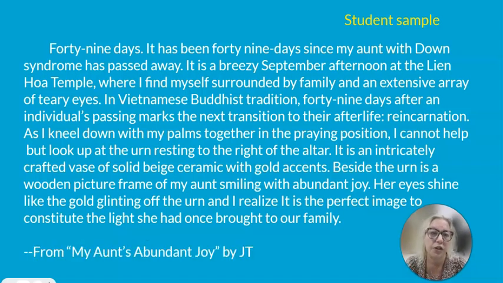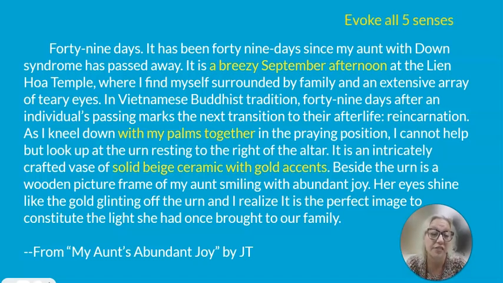All right, so let's look for examples of showing and not telling in this student sample. First of all, the 5 senses. A breezy September afternoon. Well, that evokes at least the sense of touch with breezy. Afternoon gives us maybe a sense of sight with how the light might be coming. September evokes maybe a sense of touch as well. We know it's maybe cooler than a summer day. And so instead of saying it was cool, it's a breezy September afternoon.